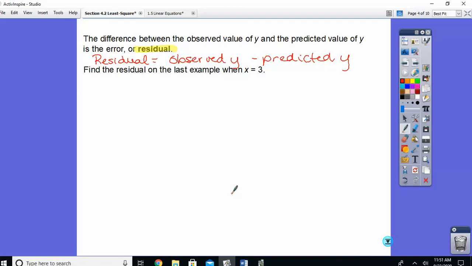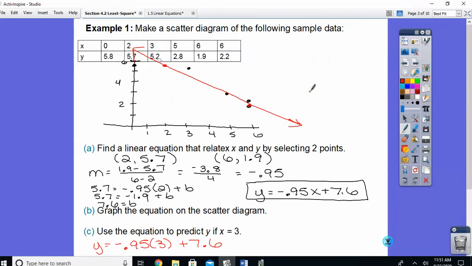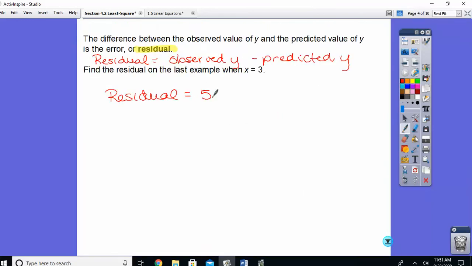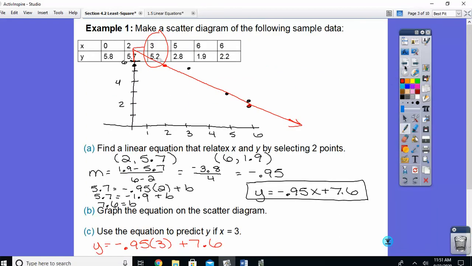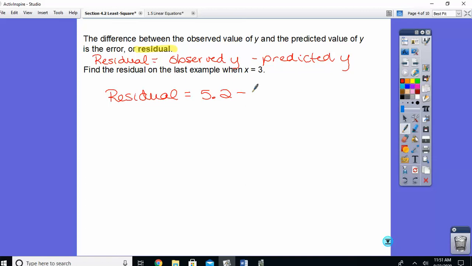So if I want the residual for the problem I just did when x is 3, my observed would be an actual point I saw when x was 3. So my observed y was 5.2. Minus my predicted, what did we get for our prediction? 4.75. So if we do that, we get 0.45.